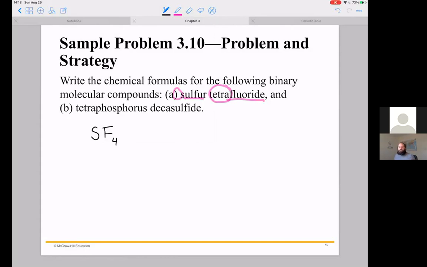Tetraphosphorus decasulfide. All right, that sounds pretty intimidating, but I bet we can pick this apart and it's not too bad. So tetraphosphorus, phosphorus is going to be the element. And then tetra indicates that there are 4 of them. Decasulfide indicates that my next element's sulfur. And then deca, if you look back on your cheat sheet, is the prefix for 10. So this would be P4S10.